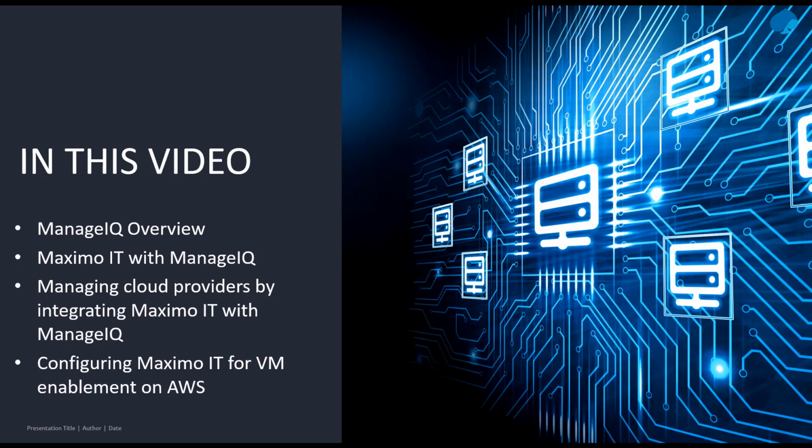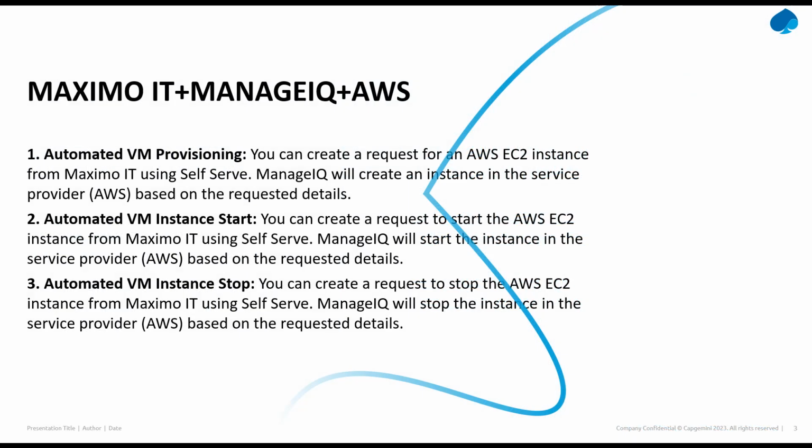Also, once ManageIQ is integrated with your Maximo IT and AWS, you will be able to perform three basic actions. First is automated VM provisioning. Once your Maximo IT is integrated with ManageIQ and AWS, you will be able to create a request for an AWS EC2 instance. You can do this with the help of Maximo IT using the self-serve application. Once you do that, ManageIQ will create an instance in the service provider. In our case, we are using AWS. This would be based on the details requested by the user in their service request.